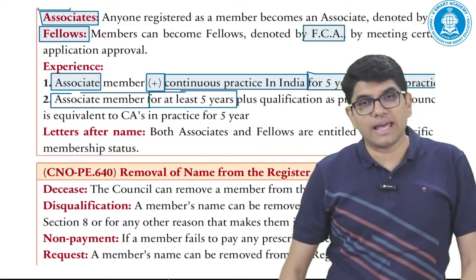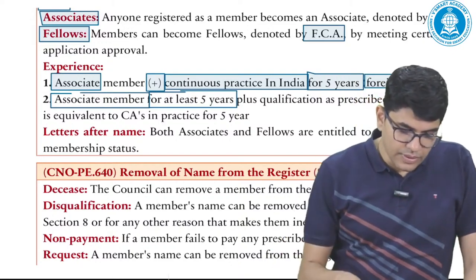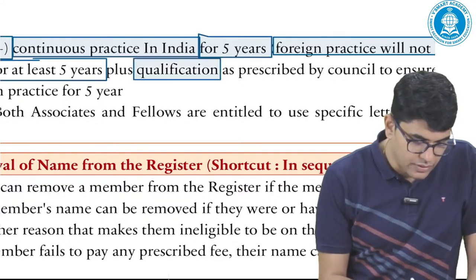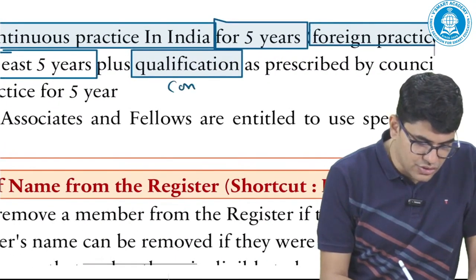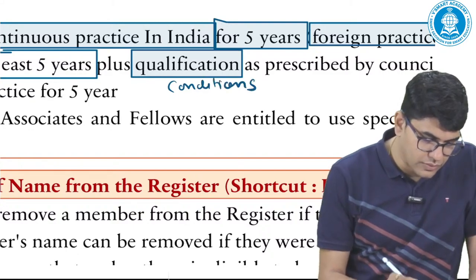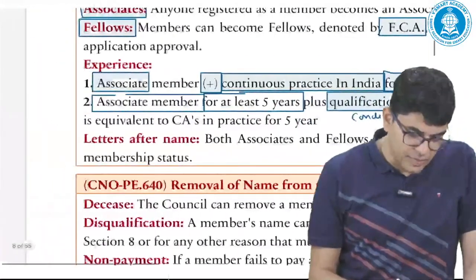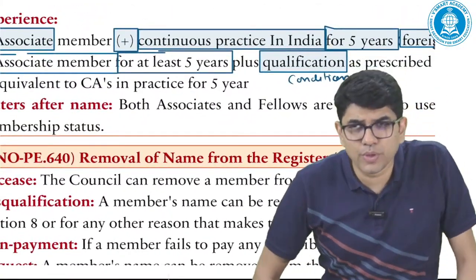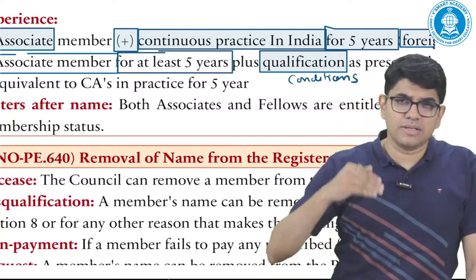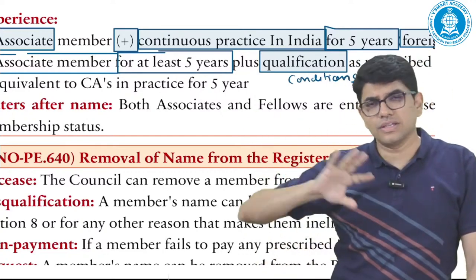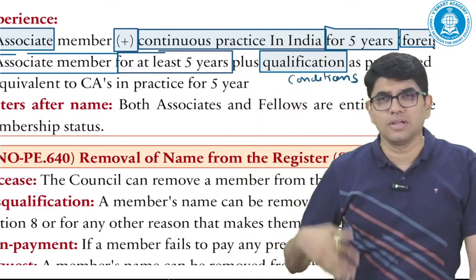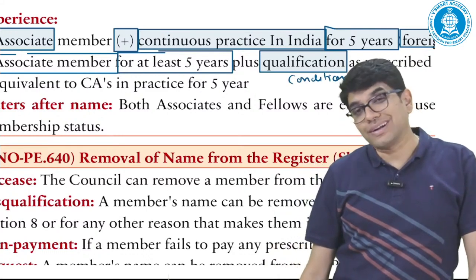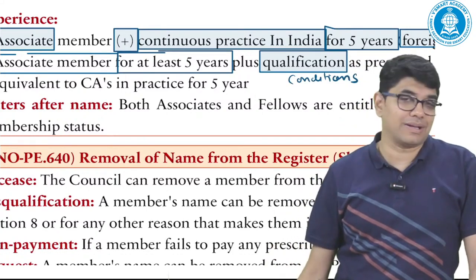For this, the institute has clarified that they need to fulfill certain conditions plus qualification. Here it means conditions as prescribed by the council, and generally the condition is that you should be doing a job in accountancy, taxation, law, consultancy. If you're doing this CA related work for 5 years, it proves that you have knowledge and experience similar to a chartered accountant who is in practice.